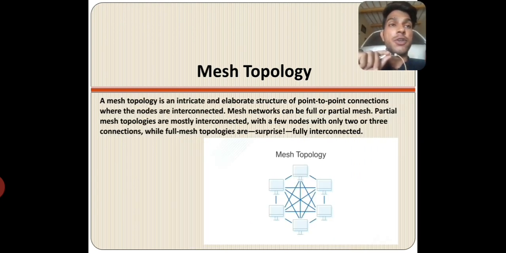Fourth one is mesh topology. A mesh topology is an intricate and elaborate structure of point to point connections where the nodes are interconnected. Mesh networks can be full or partial mesh. Partial mesh topologies are mostly interconnected, with a few nodes with only two or three connections, while full mesh topologies are fully interconnected.